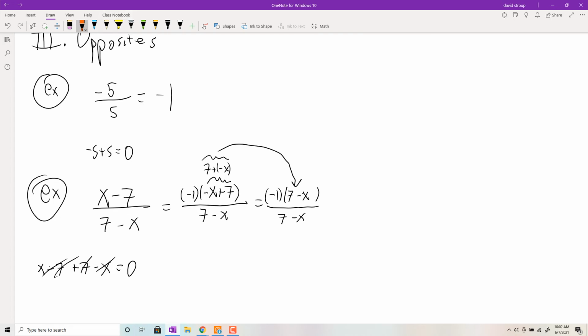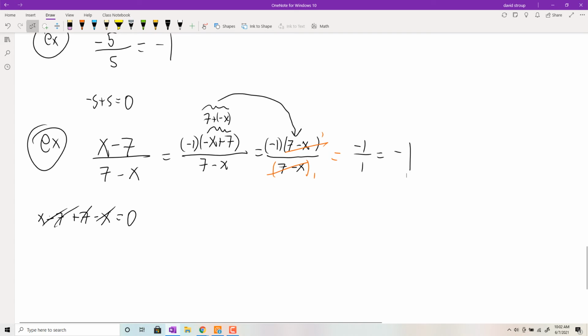Okay, so what's the point? Why would I want to do this? Because now you can see, all right, there's a factor 7 minus x in the denominator. There's a factor 7 minus x in the numerator. So you're ending up with negative 1 over 1. In other words, negative 1. And just as I said, opposites simplify to negative 1.